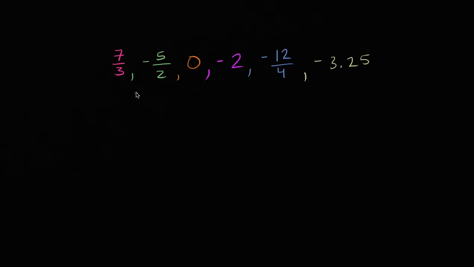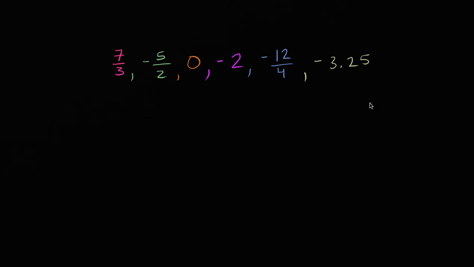What I'd like to do in this video is order these 6 numbers from least to greatest. So the least of them being on the left-hand side and the greatest on the right. And I encourage you to pause this video and see if you can do it on your own before we work through it together. So assuming you've had a go at it, let's do it together.